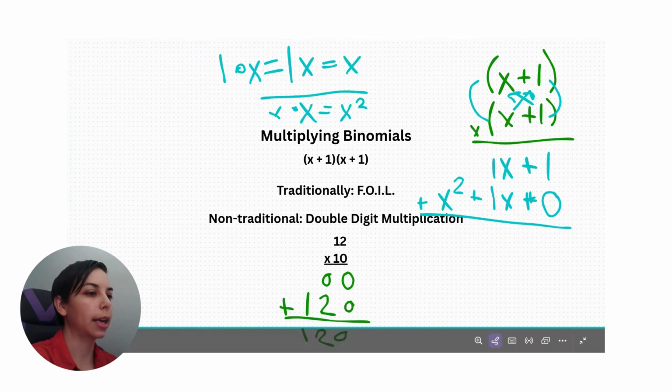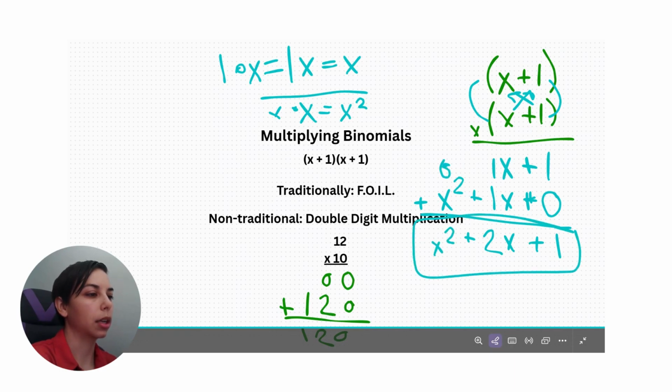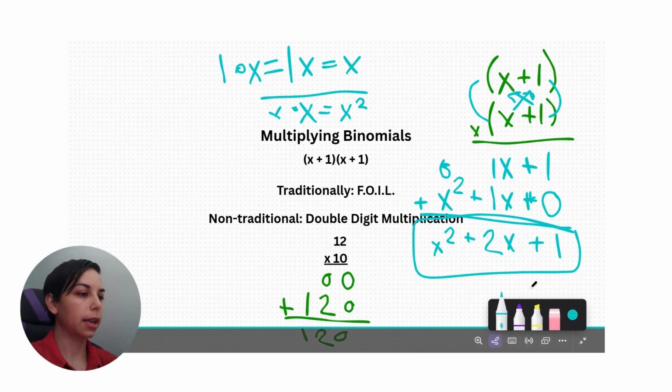All right, now we add all these together. 0 plus 1, 1x plus 1x. We're just adding these coefficients, so 2x, and essentially 0 plus x squared. It's going to be x squared. So here's our answer. Okay, I know that was really fast.